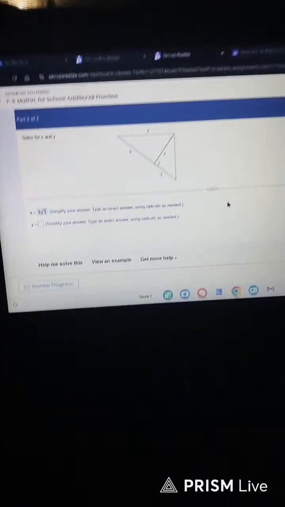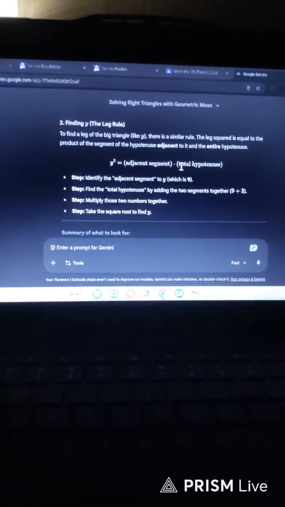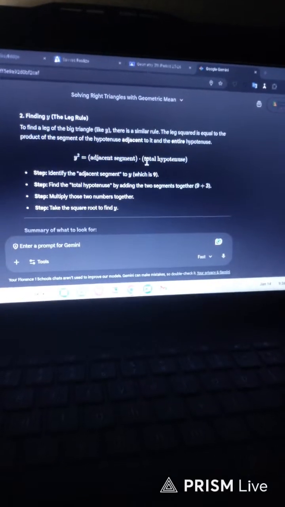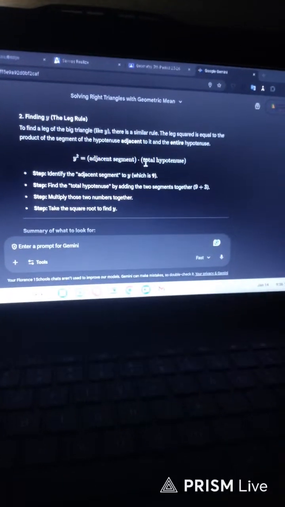Yeah, I'm learning. And then for y, the leg rule. To find the leg of the big triangle like y, there's a similar rule. The leg squared is equal to the product of the segment of the hypotenuse adjacent to it and the entire hypotenuse. So adjacent segment and total hypotenuse. That's 9, and 9 plus 3 is 12. Multiply those two numbers together. 9 times 12 equals 108. Take the square root to find y.